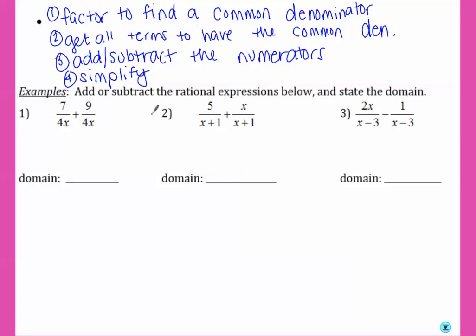In the first three, they already have the same denominator, so we can jump down to step 3. So when we add or subtract the numerators, we get 16. The denominator is going to stay the same, and then simplify the fraction. 16 over 4 would be 4, and the x stays in the denominator. Since we have x in the denominator, our domain is x such that x cannot equal 0.